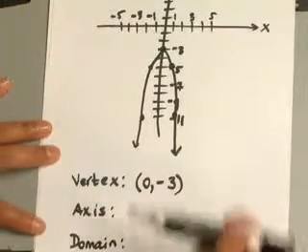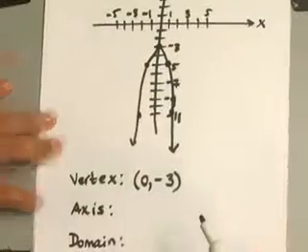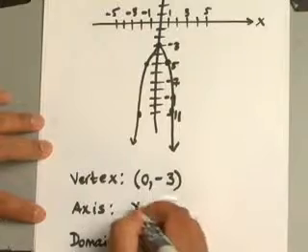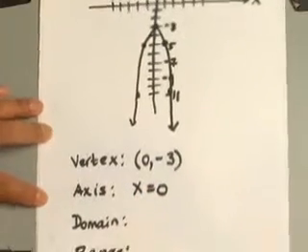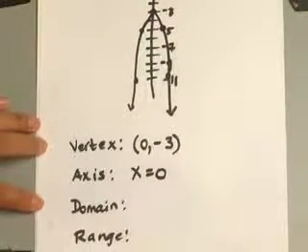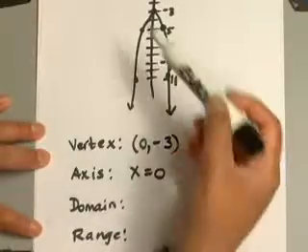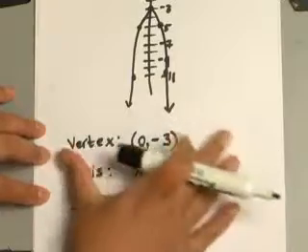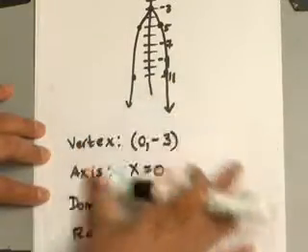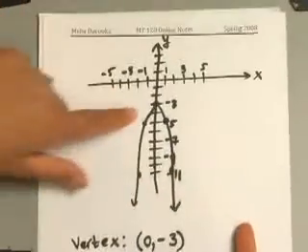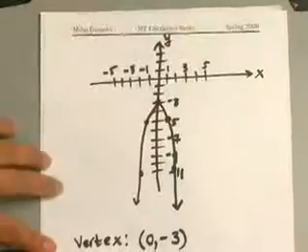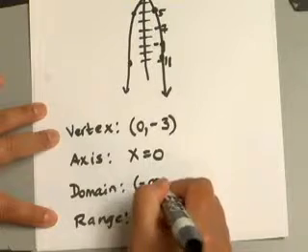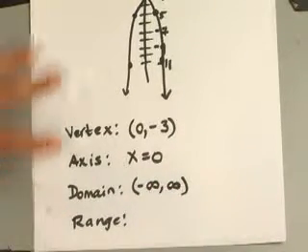Your axis, again, is the line that passes through the vertex, and you can see that's going to be the y-axis, which is x equals 0. Domain of this graph, again, if you imagine that if these arms keep growing, they will get wider as these numbers get larger, and so they're going to cover all the points on the x-axis. So your domain is going to be -infinity to +infinity.